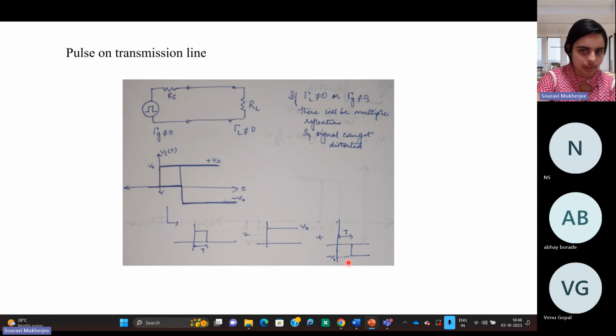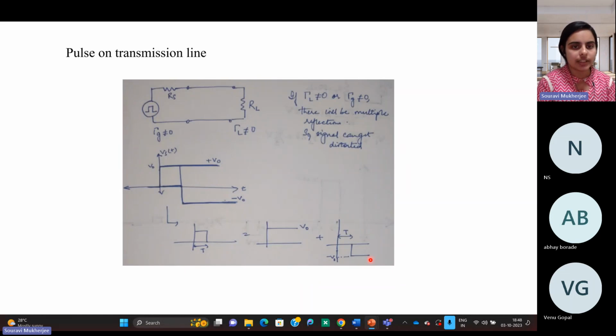So you get a minus V naught pulse which starts at t equal to capital T. So what happens is, and this continues, right? After this point here, this signal and this signal cancel each other. They are of equal magnitude. So what you get then is back to a pulse signal, something like this, right? So that's how you can consider a pulse signal to be.